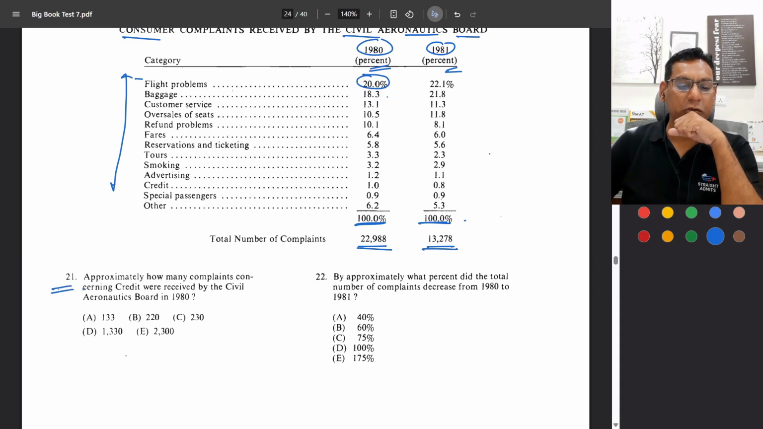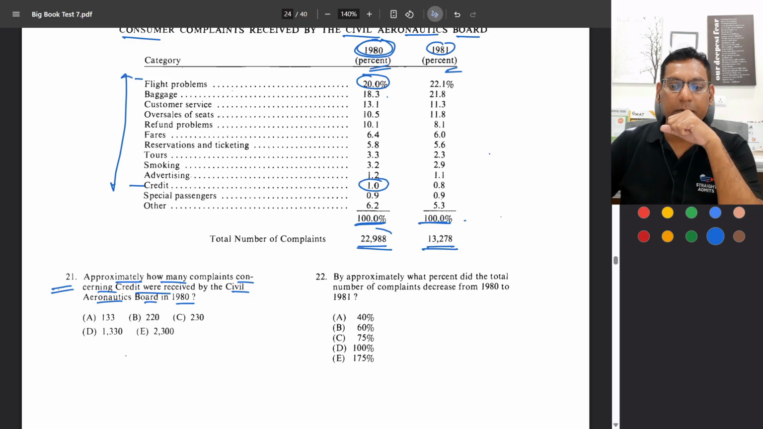Let's say question 21. Approximately how many complaints concerning credit were received by the Civil Aeronautics Board in 1980? So 1980, complaints related to credit. Credit was 1% in 1980. 1% of 22,988 is going to be 229.